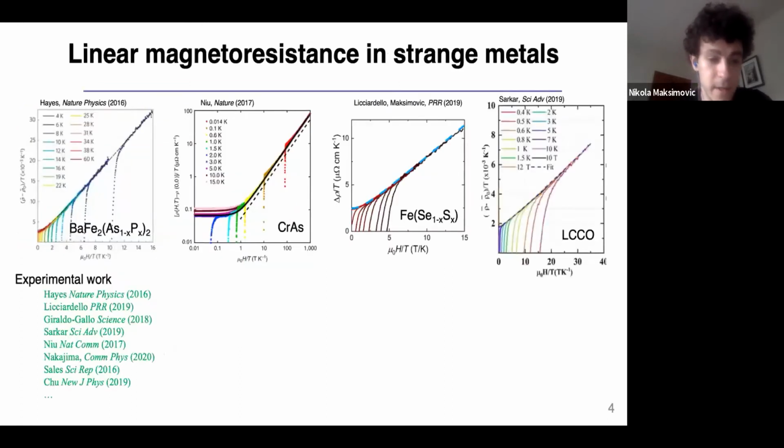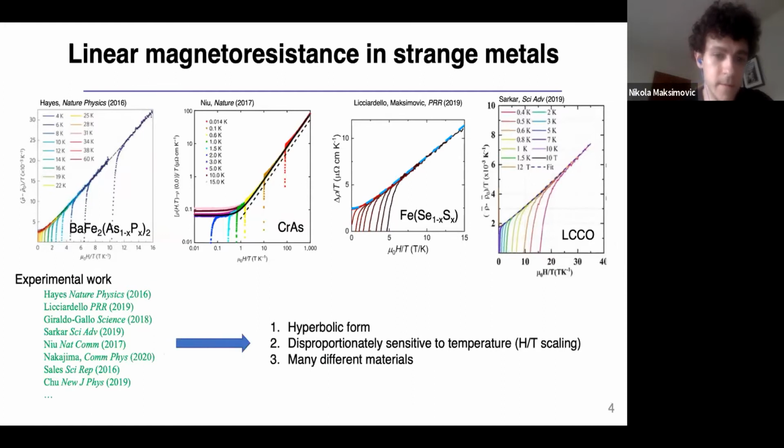So there's been several experimental papers on this topic. I would say this kind of started in 2016 with Ian Hayes's paper on phosphorus-doped barium-122. But since then, many quantum critical systems have shown qualitatively similar behavior.